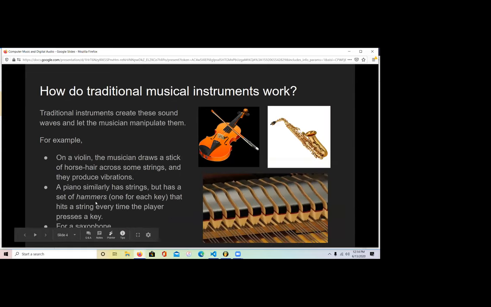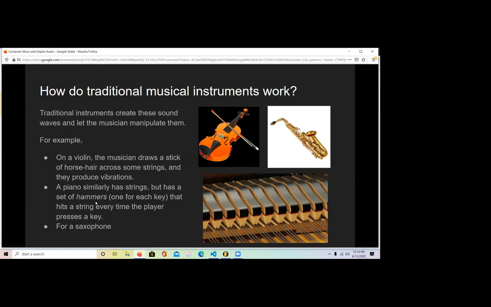So going back to music, how do musical instruments work? What makes them generate sound? They all work in different ways, but basically you do something mechanically, some movement, or blow some air, or make something move, and then it generates that sound wave that we talked about. So for a violin, you take this stick of horsehair, which we call the bow, and you draw it across these strings that are on this slab of wood, and those strings vibrate when you draw the hair across them. And so those vibrations in the strings generate vibrations in the air, and then that's sound.